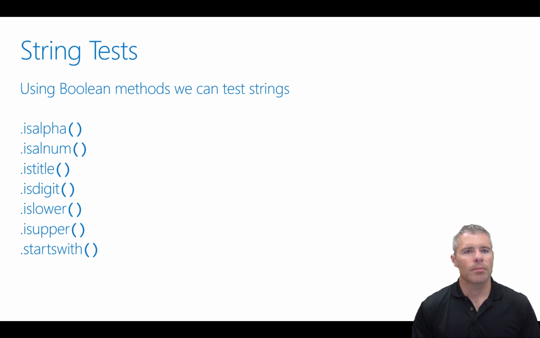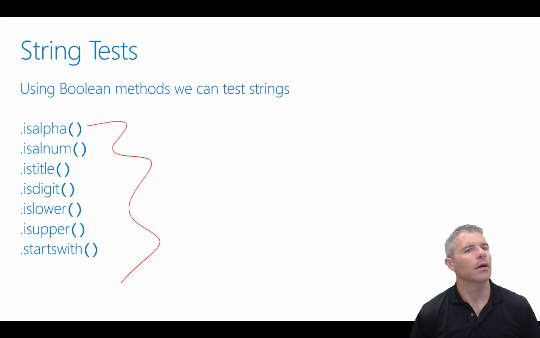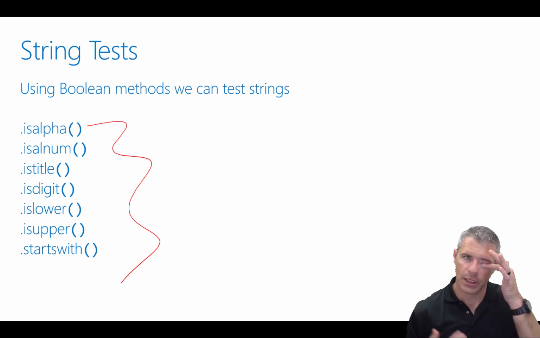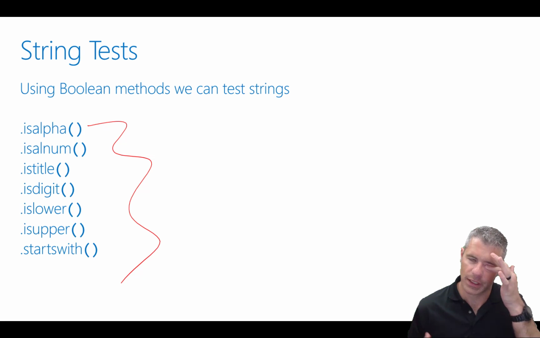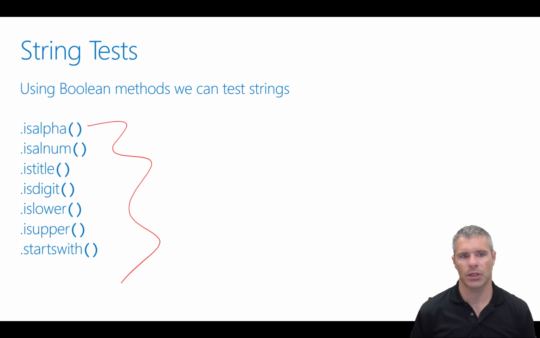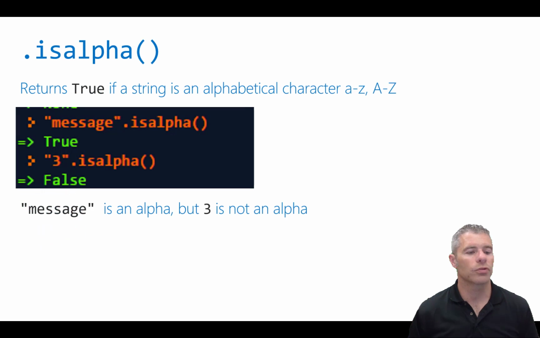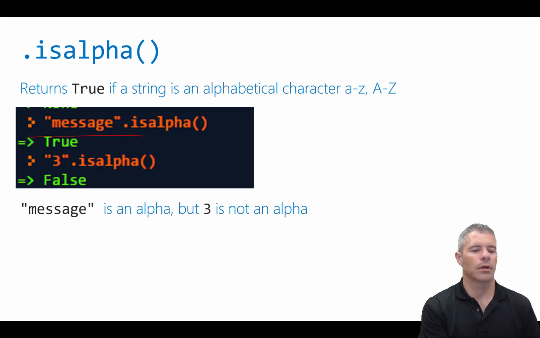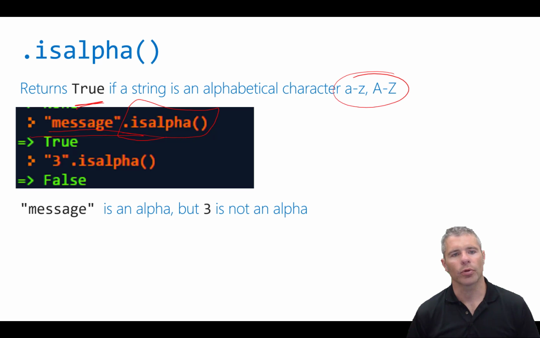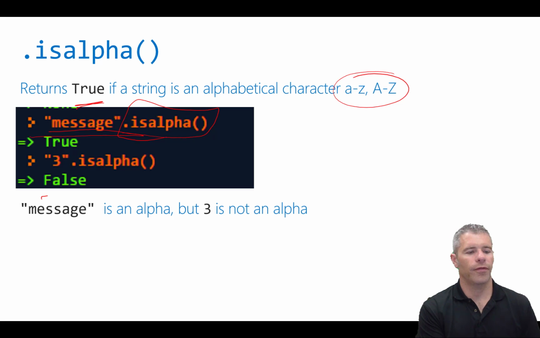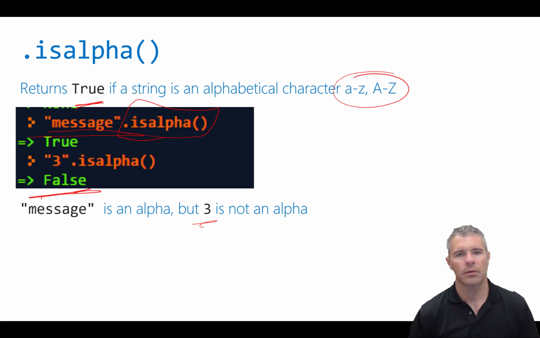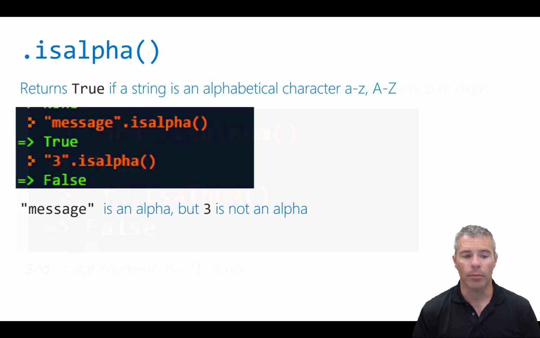There are a bunch of built-in methods to test strings. So all of these do kind of what they sound like. They're a test for a string to find out, is it alphanumeric, or is it alpha? Is it a number? Is it a title? Is it a digit? Is it lower? Is it upper? Which are useful. So if you've got a message, you can test that string with isalpha. So it'll return true if it's A to Z, upper or lower, but that's it. It will return false if you give it a number, because it is a number, not an alpha.